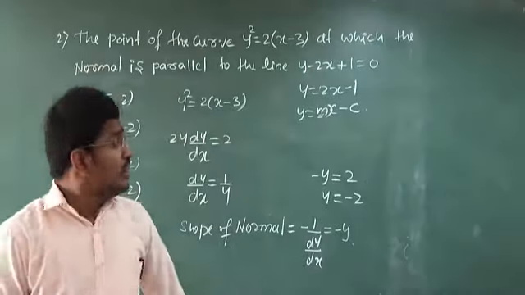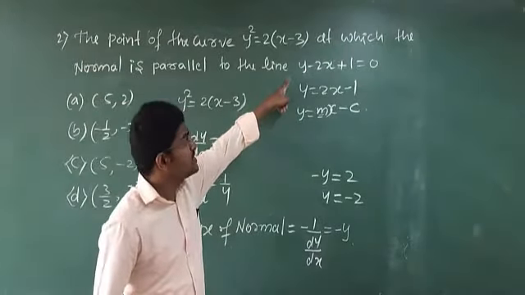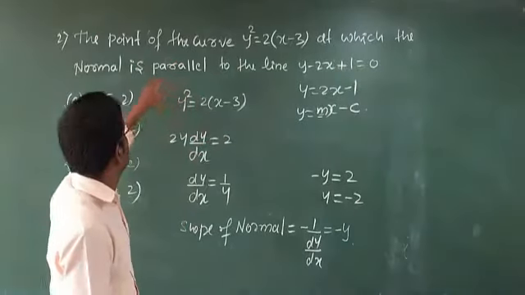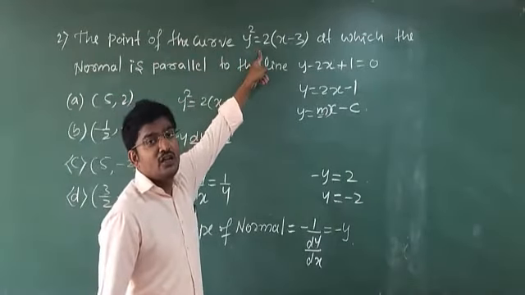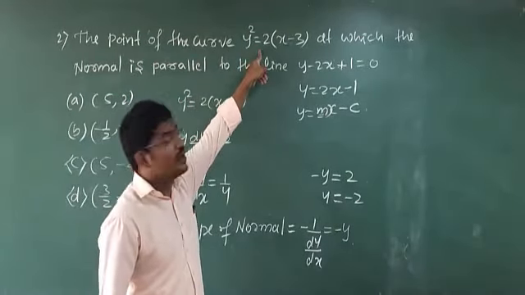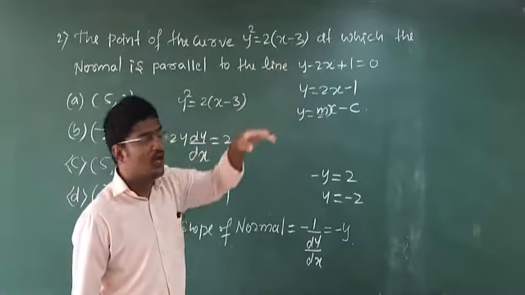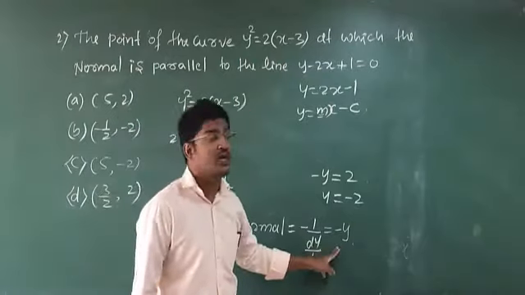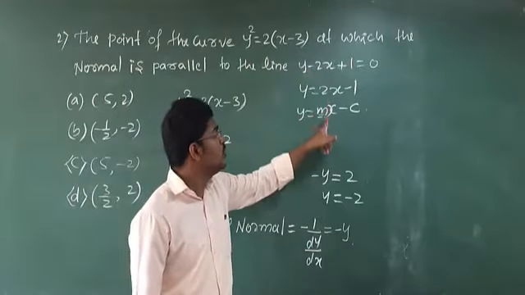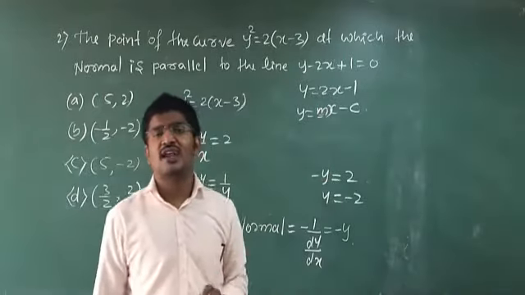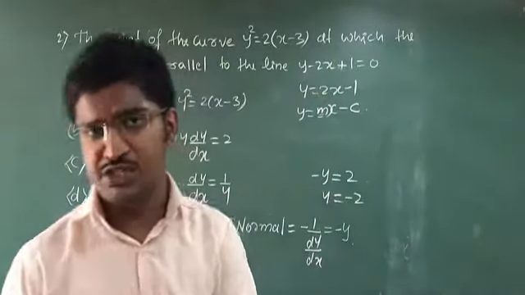Clear? These two lines, that means the normal to this curve and this line, are parallel to each other. Therefore, slopes must be equal. Slope of normal is minus y. Slope of this line is 2. Clear? So, by comparing these two, I can write y equal to minus 2.